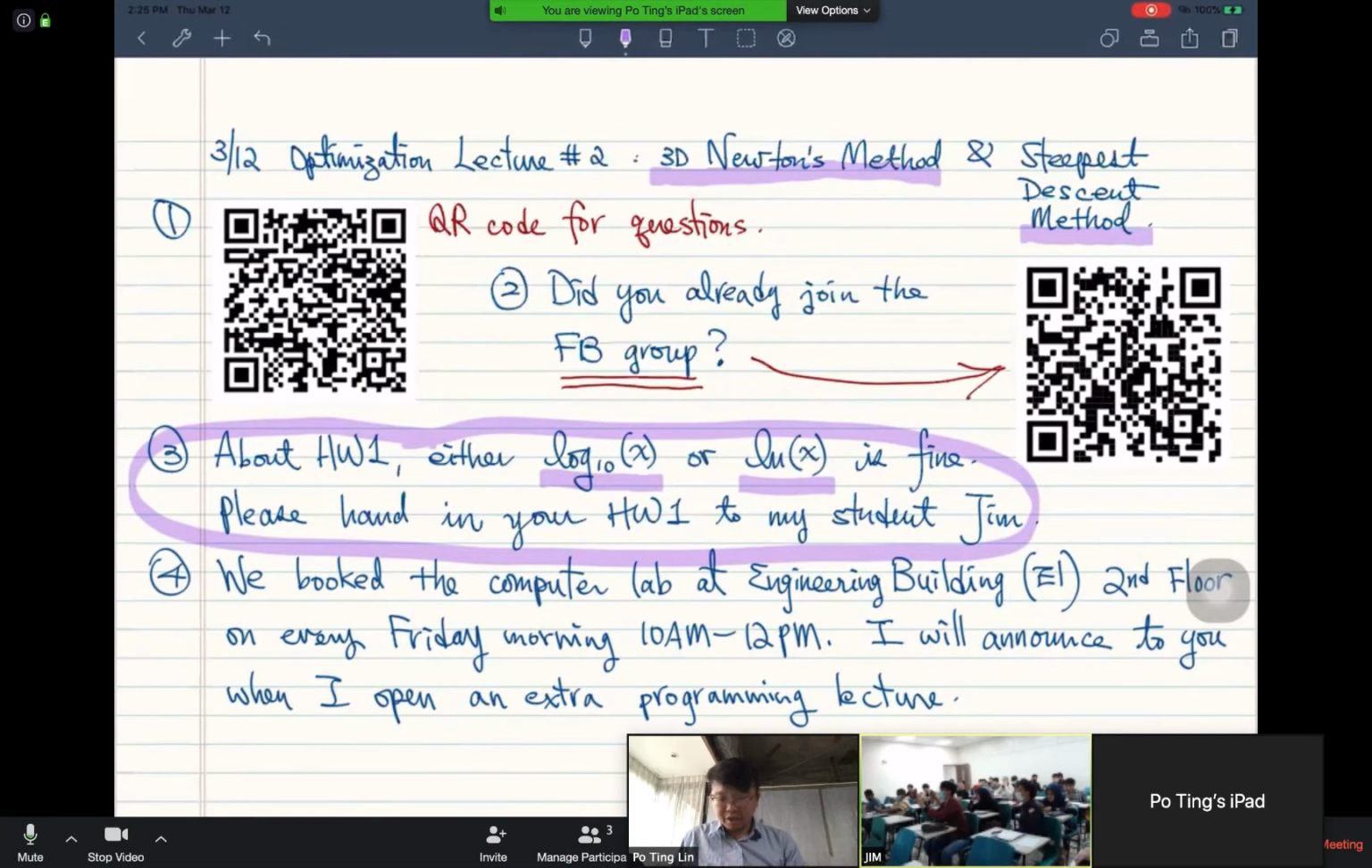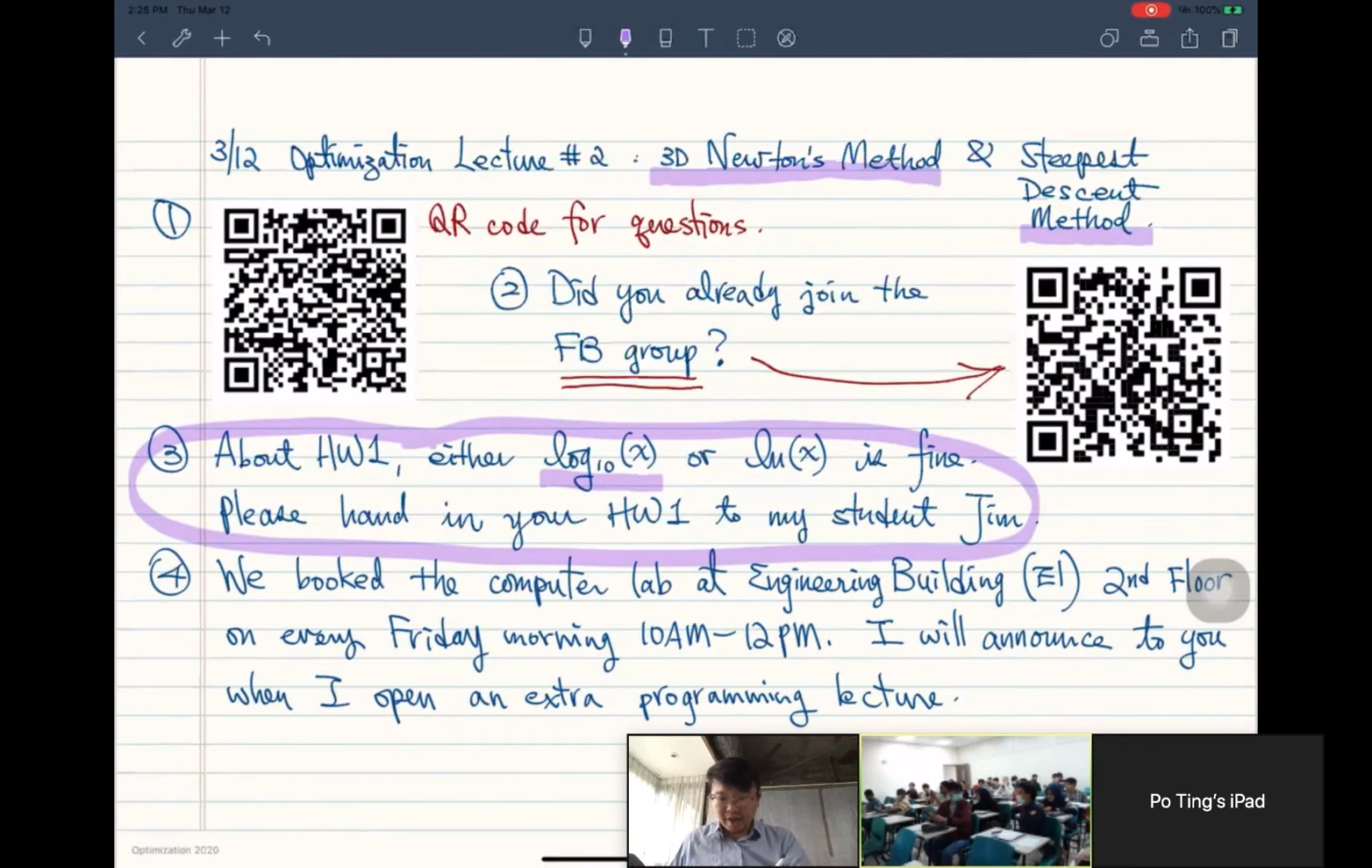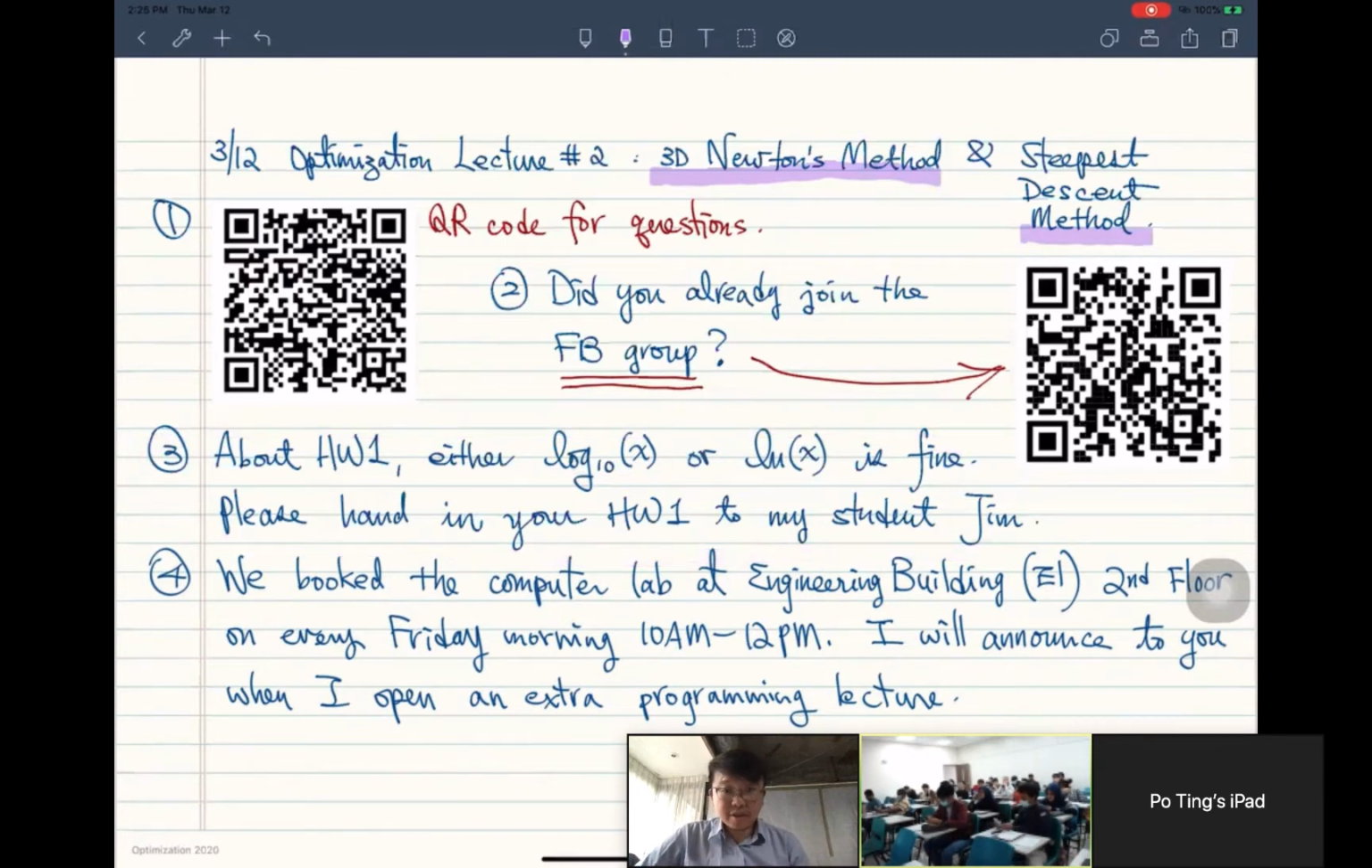Okay, so that's about the homework one. So either you use log 10 or log, it's fine.